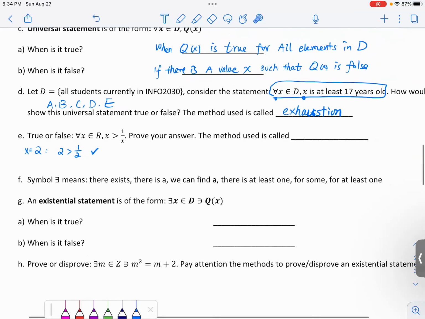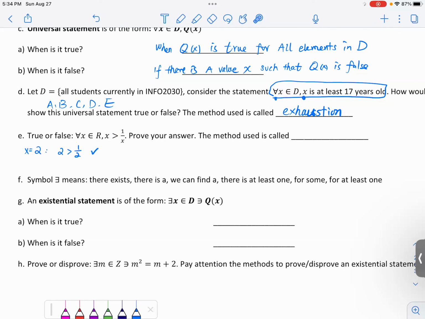Well, this is a universal statement. In order for you to conclude this universal statement is true, you have to consider all elements in this set, in this case, real numbers, right? And I hope that you realize that there's no way you can check all real numbers to see if this is true. It's unrealistic.